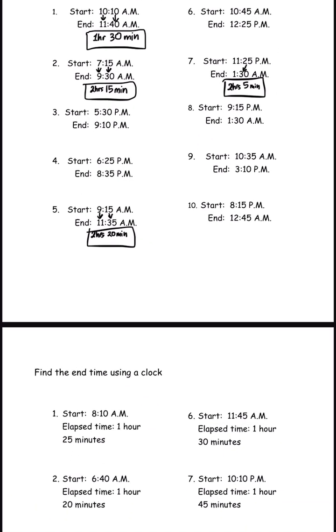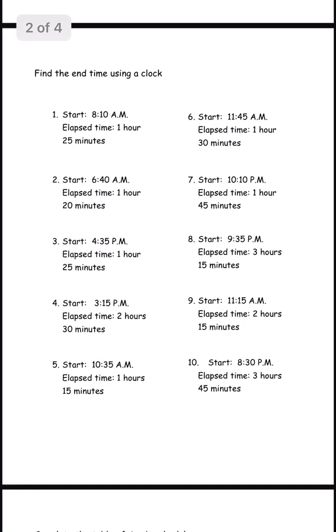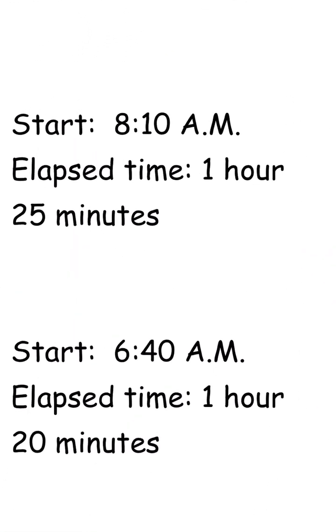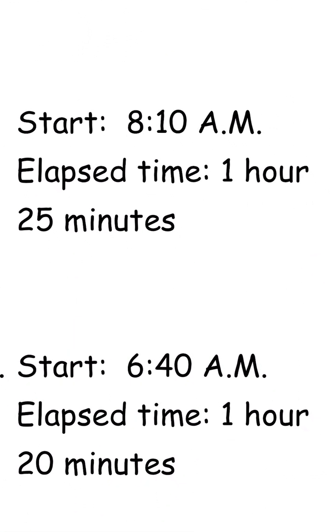So let's move on to the next page. For this page, we need to find the end time using a clock. So let's look at number 1. For number 1, the start time is 8:10 a.m. and the elapsed time is 1 hour and 25 minutes.